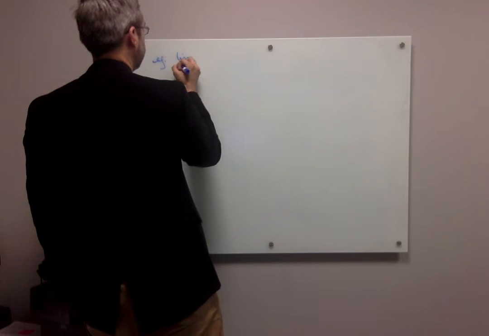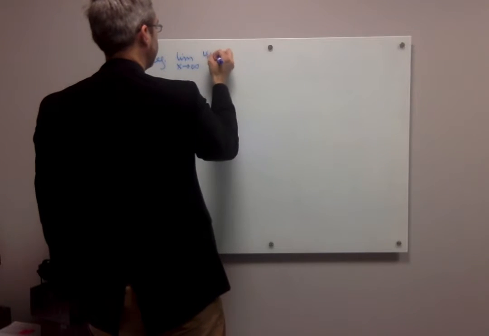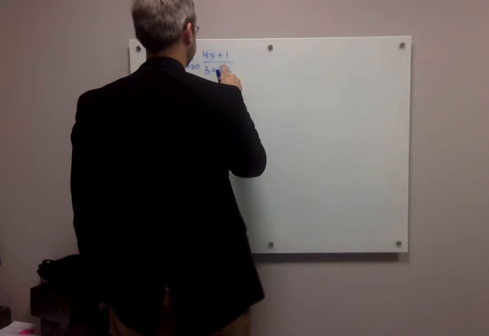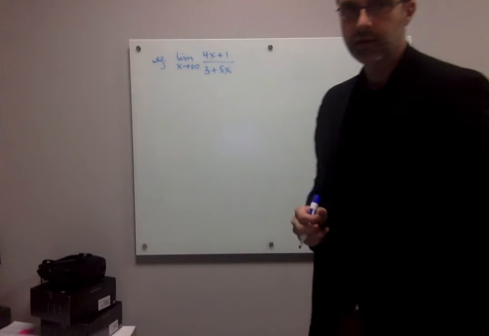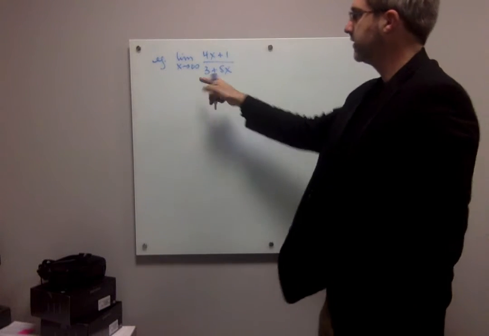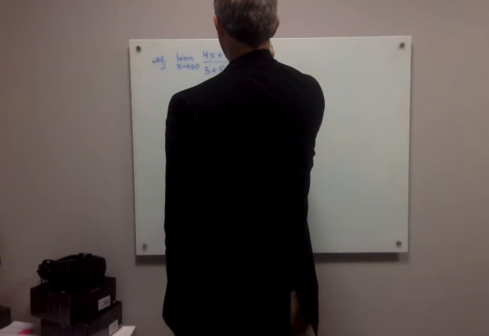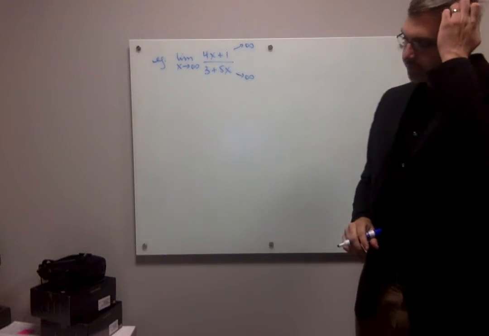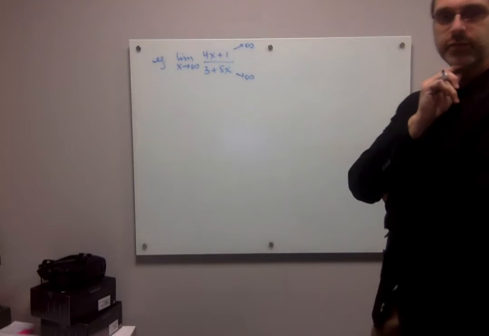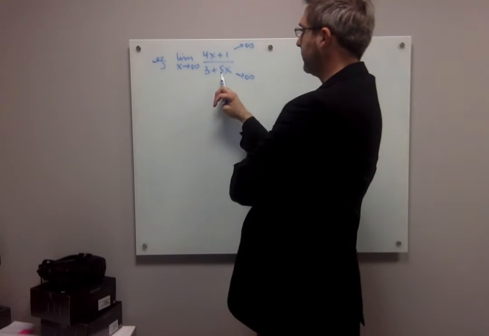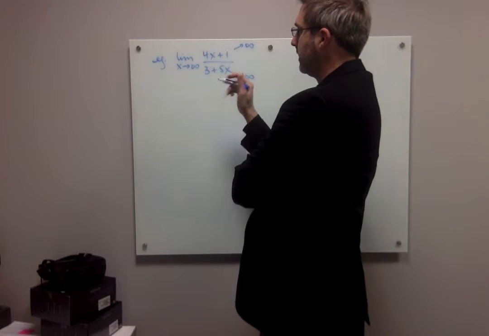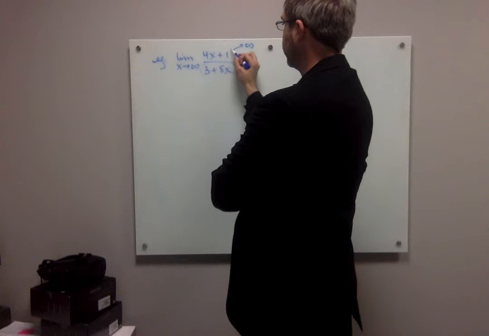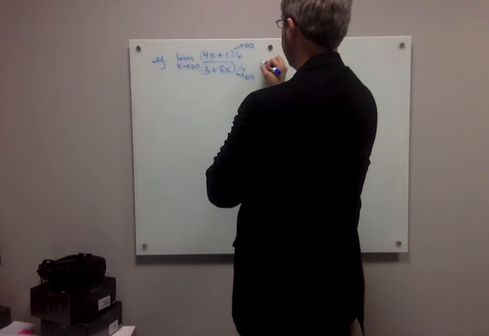Okay, let's try the limit as x goes to infinity of 4x plus 1 over 3 plus 5x. If we let x go to infinity, the top would go to infinity and the bottom would go to infinity. And from what we described previously when we were reviewing these limits, I should divide the top and bottom by the highest power of x on the bottom. Now the highest power of x on the bottom is just x to the 1, so I'm going to divide by x and divide by x.